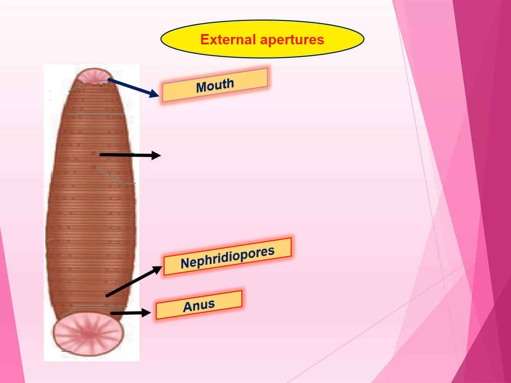Next is the male genital pore. It is a mid-ventral opening situated between the second and third annuli of the 10th segment.